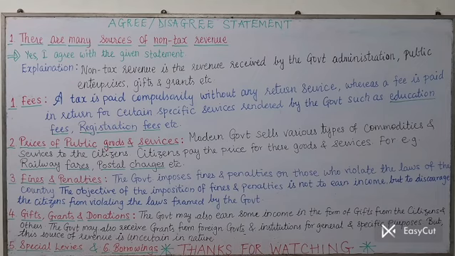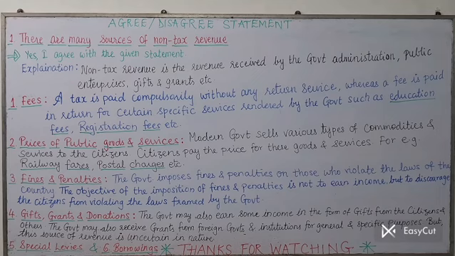First one, fees. As we have studied, all of us know that a tax is paid compulsorily without any return service. That means all of us pay the tax compulsorily, but we don't get anything as such in return for a particular amount of tax paid. So it's a compulsory payment to the government. Whereas a fee is paid in return for certain specific services rendered by the government.